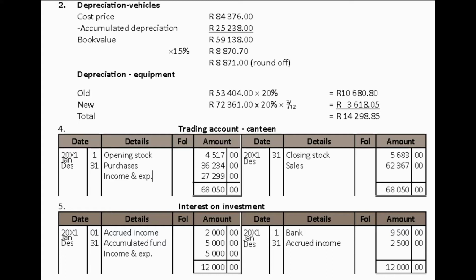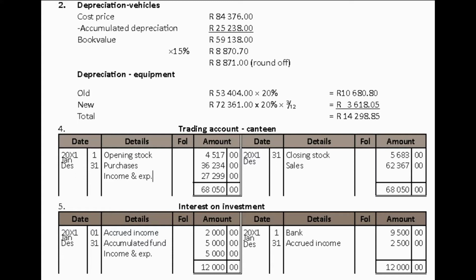And then we see what we have paid for the stock during the year. We get that from the statement of receipts and payments, 36234. You get that under the payments. So you'll have there on the debit side purchases 36234, and then on the credit side you also get that amount from the receipts, which is 62367. All right, and then you've got all the information that you need to calculate the surplus.